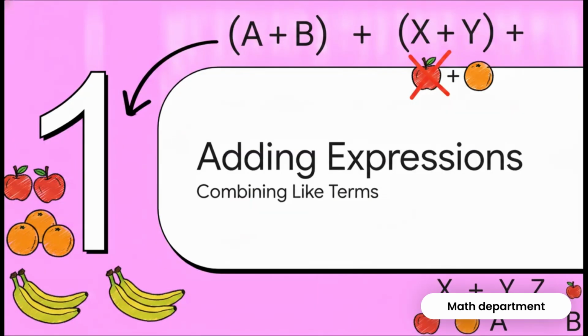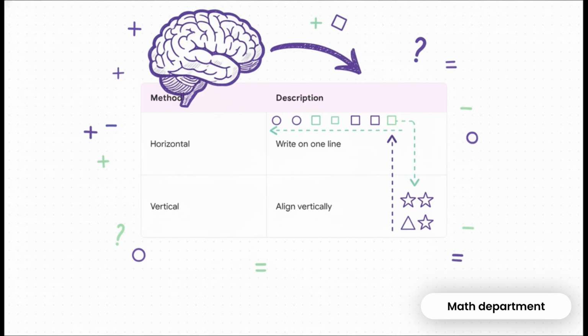Section 1. Adding expressions together, combining like terms. So when we add expressions, we are carefully grouping our like terms together. Think of it like sorting apples with apples. You obviously can't add an apple to an orange and get two apple oranges, right? In algebra, it's the exact same logic. You cannot combine an x with a y or an a with a b.